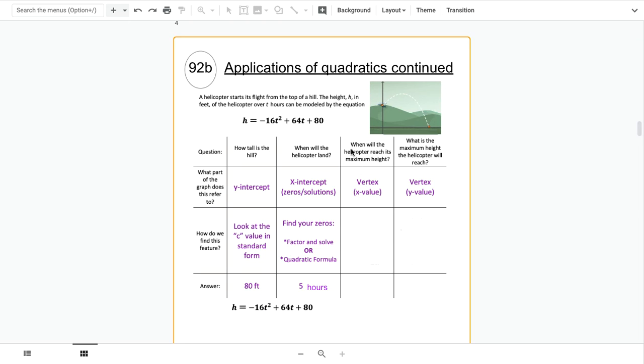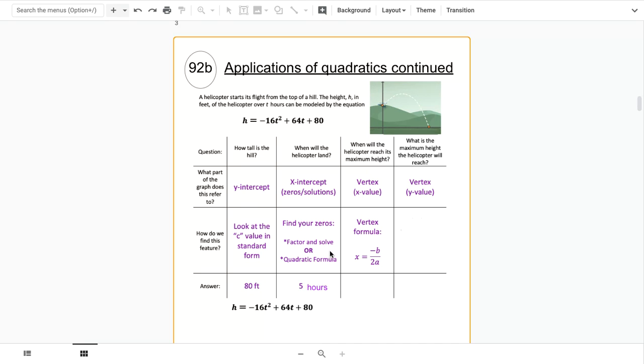So this first question, when they asked when will it reach its maximum height, they asked for the x value. And so really what they're asking for here, in other words, is what's our line of symmetry, right? What x value are we going to pass through? And to find that x value, we're going to go ahead and use what we call the vertex formula.